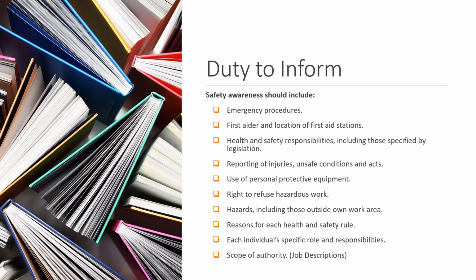Here are a few areas of information that employers need to inform their employees. The emergency procedures, who the first aider is, and the location of first aid stations. What the health and safety responsibilities are for an employee, as well as those that are included in specific legislation. How to report injuries, unsafe conditions, and unsafe acts. How to use personal protective equipment. That they have a right to refuse hazardous work.